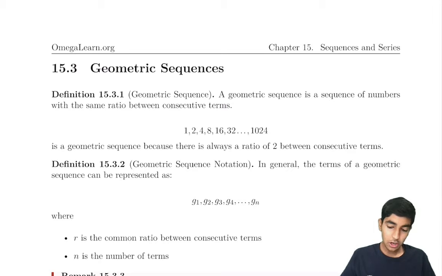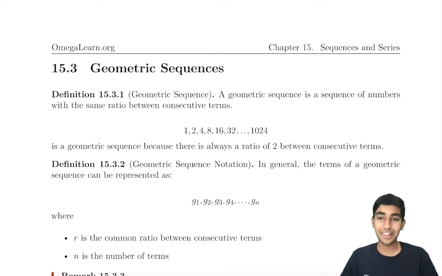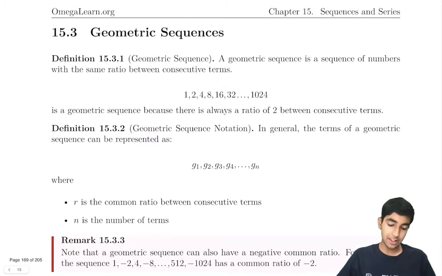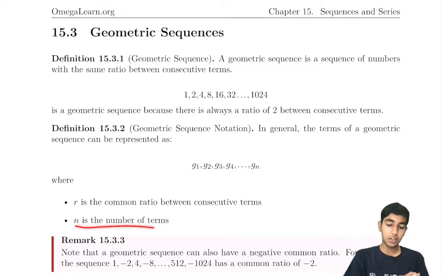Okay, so a geometric sequence is a sequence of numbers with the same ratio between consecutive terms. So, exponential, just like my height is growing in a geometric sequence. In general, the terms of a geometric sequence we represent this way: g1 through gn, where r is the common ratio and n is the number of terms.